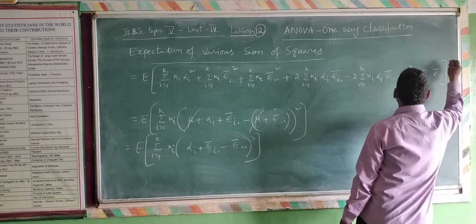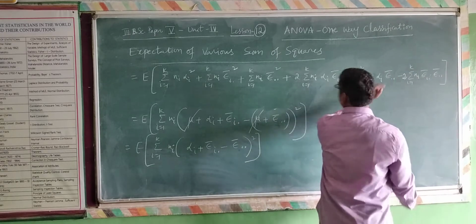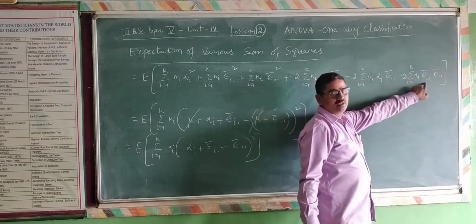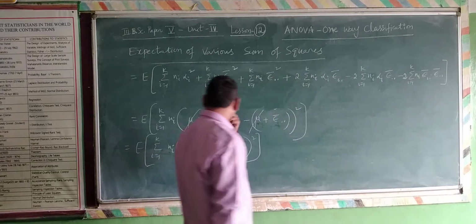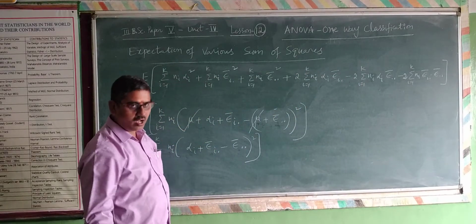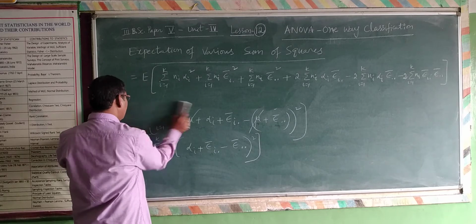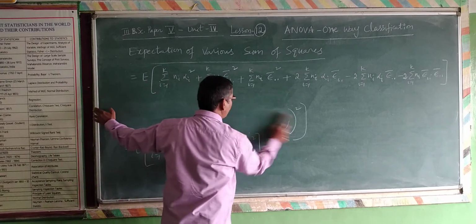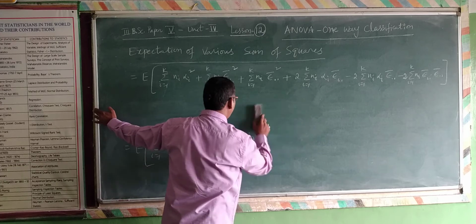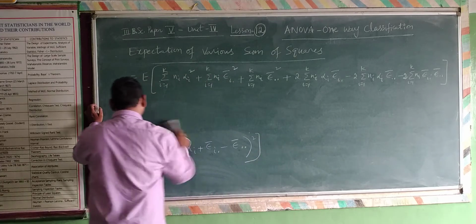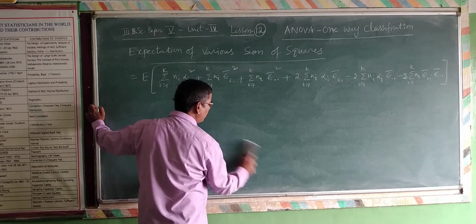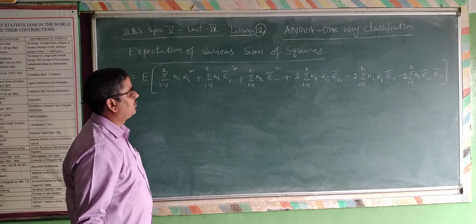You have to be careful about this particular term, the last term. The remaining terms are okay. Hope you understand the square. I just write the square, multiply with ni and take the summation for all the terms, and show which terms are left.